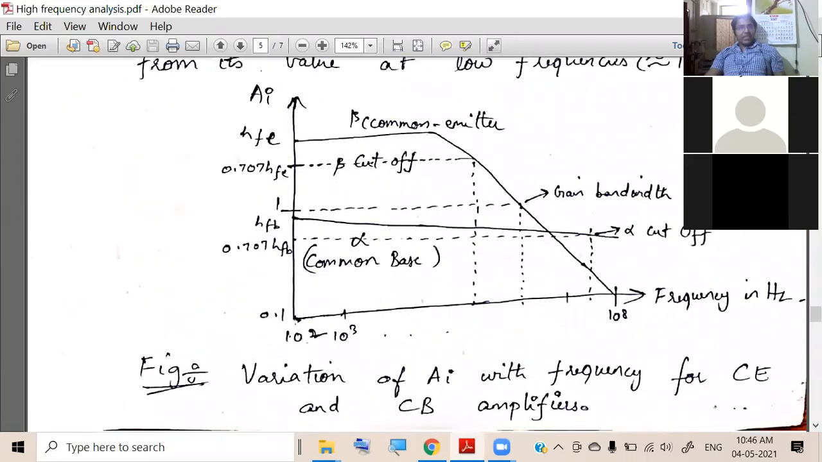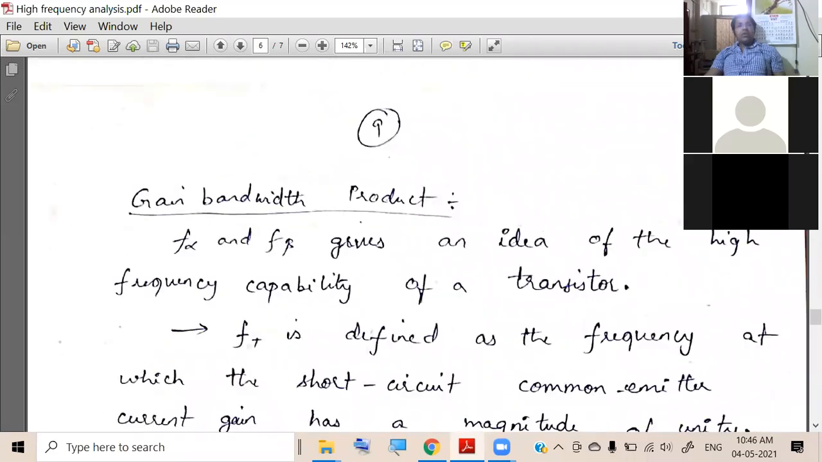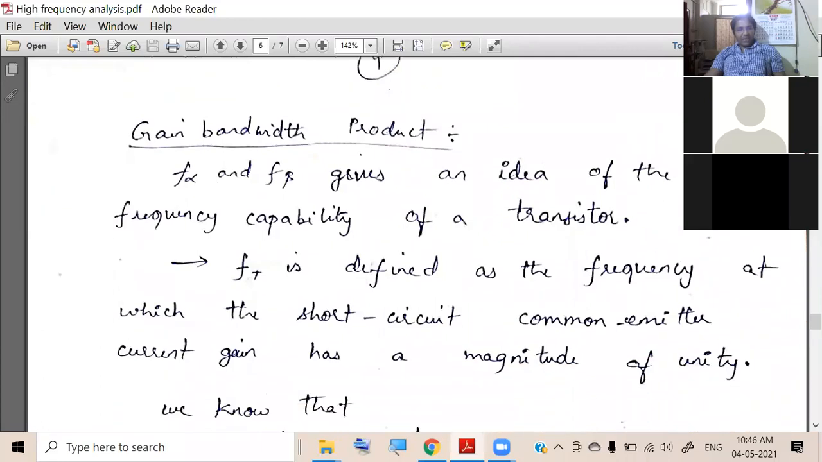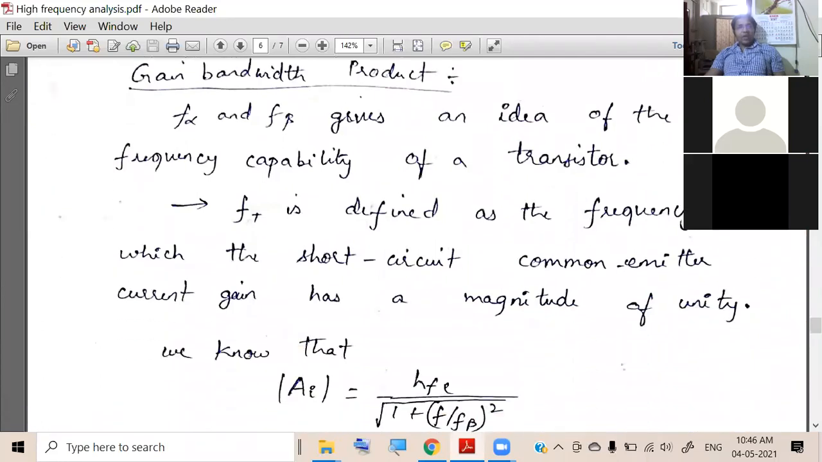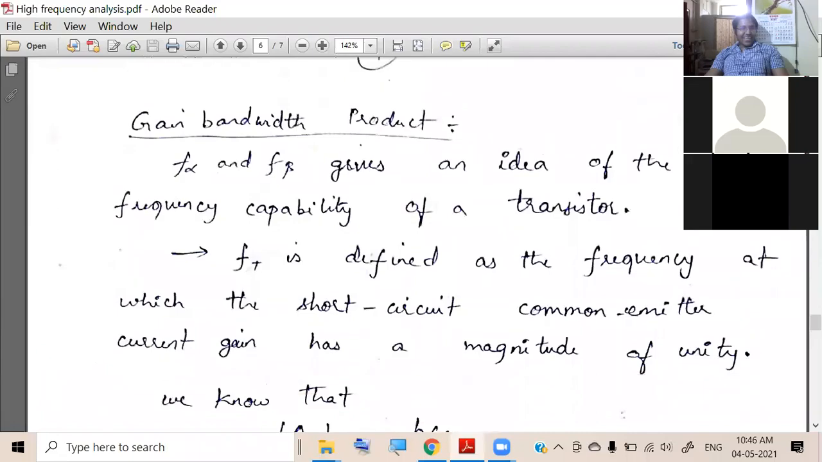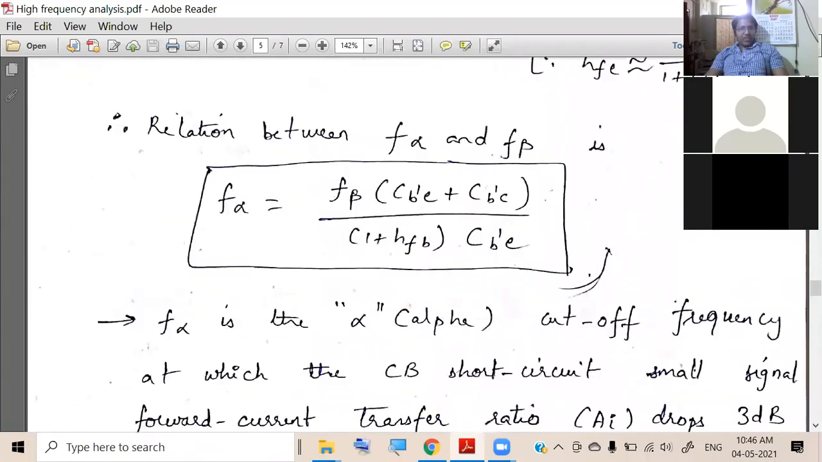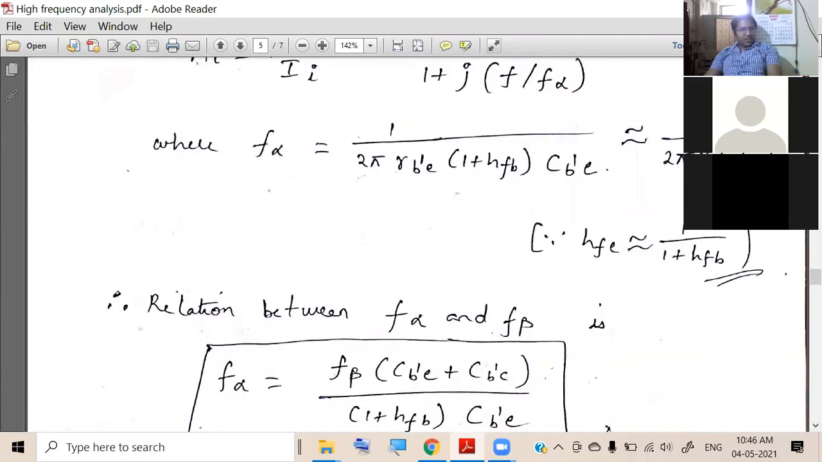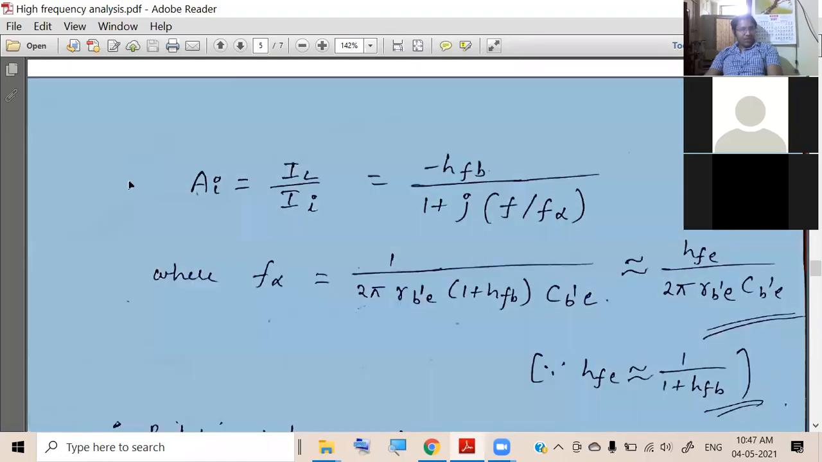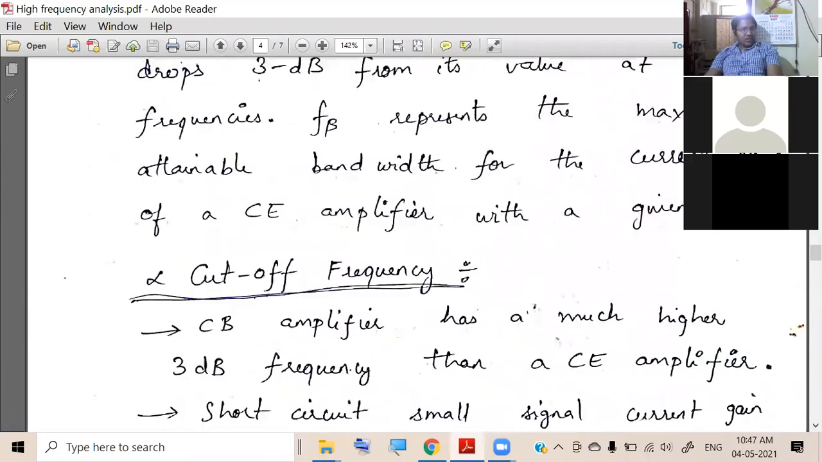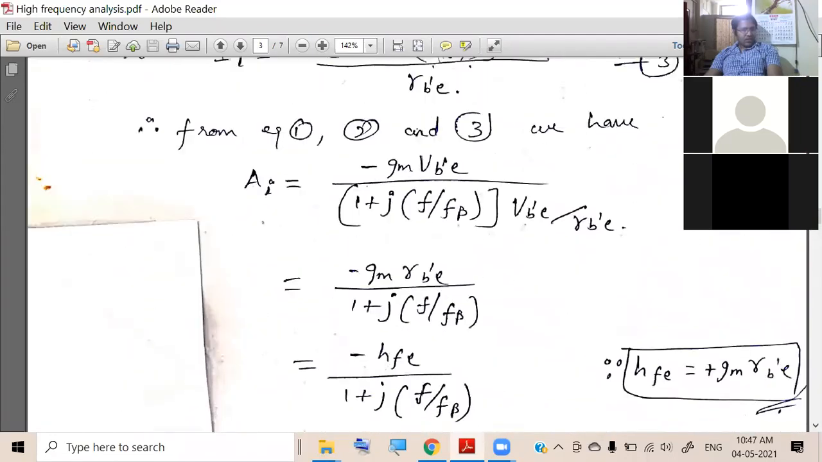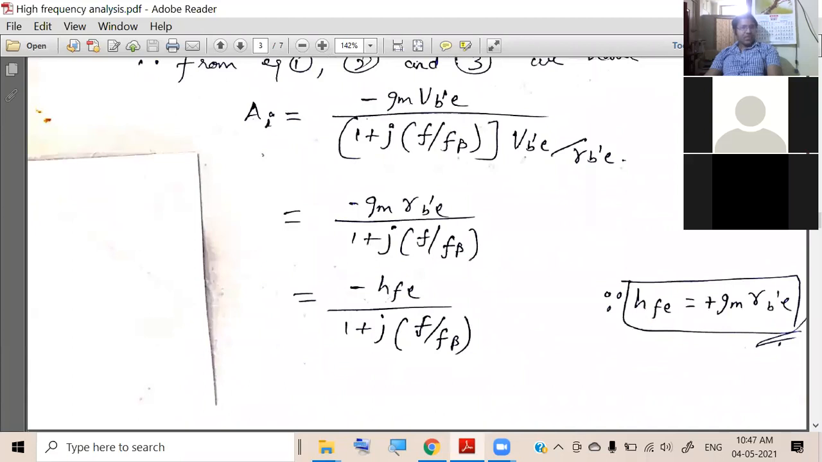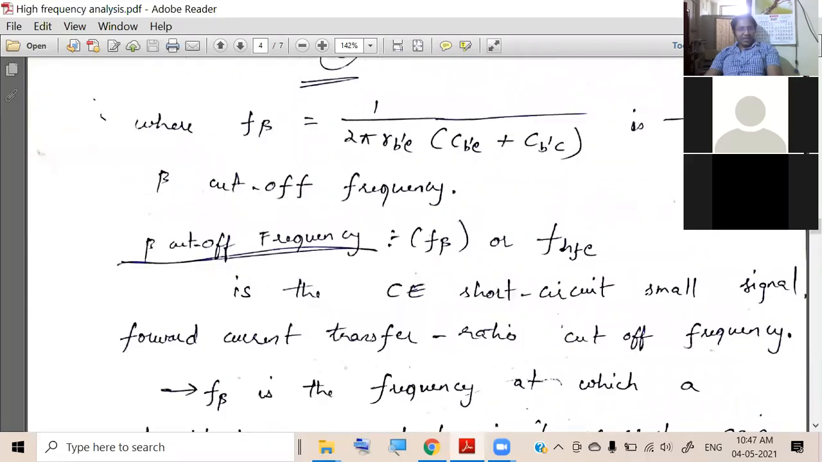So the next topic is gain bandwidth. Now let us see the expression of current gain in common emitter configuration. This we derived here. What is the expression we have in common emitter configuration? So this one, AI is minus HFE by 1 plus j into F by F beta. This we derived in the previous class.